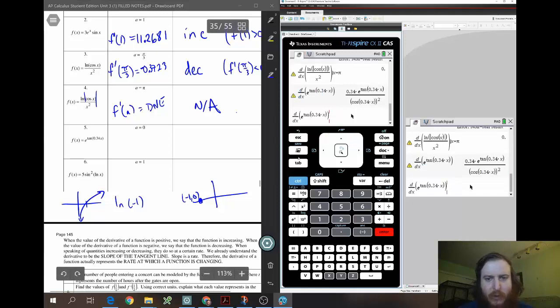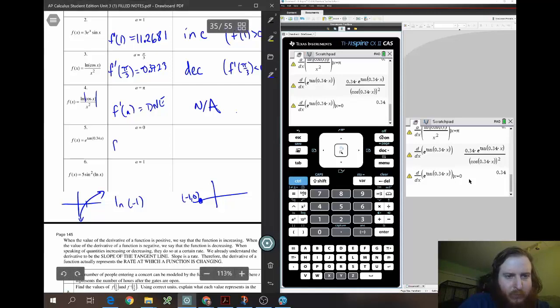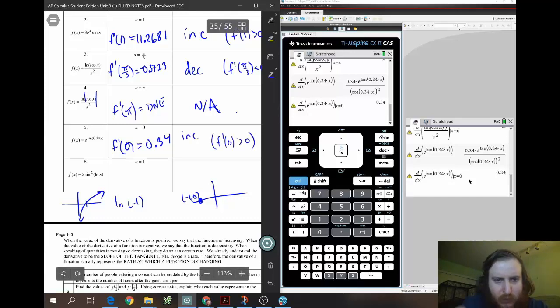So that would be the actual derivative, but we want Control equals at 0, x, but not at 0, we need to put at x equals 0. We need to always have the x equals. And we get 0.34. So in this case, f prime of 0 equals 0.34. Oh, up here I wrote a, that shouldn't have been a, that should have been pi. So f of 0 is 0.34, that's increasing. Why? Because f prime of 0 is a positive number, it's greater than 0.